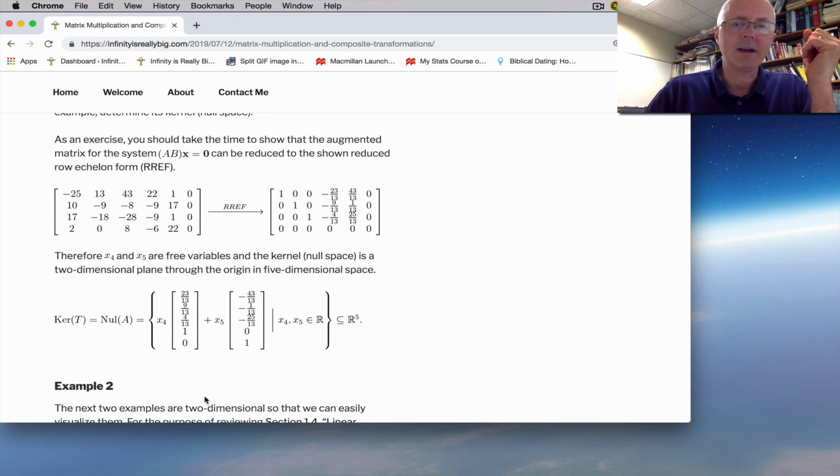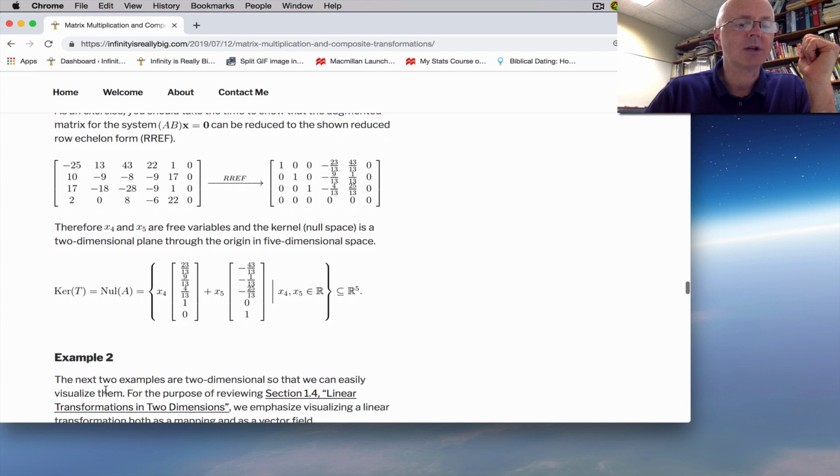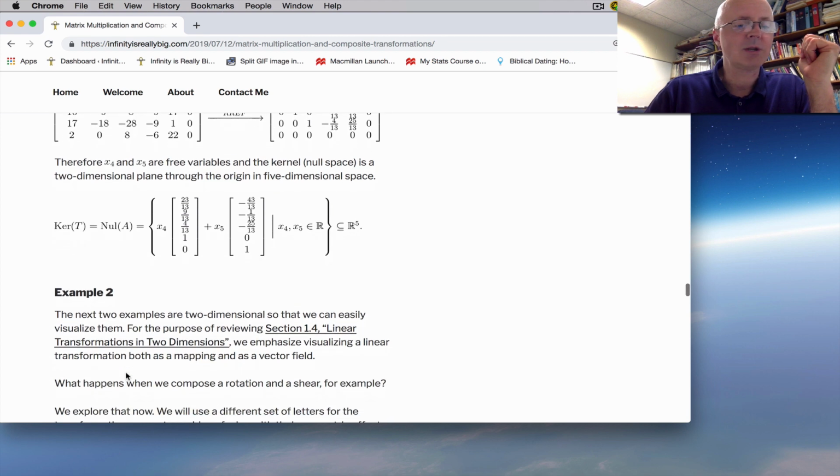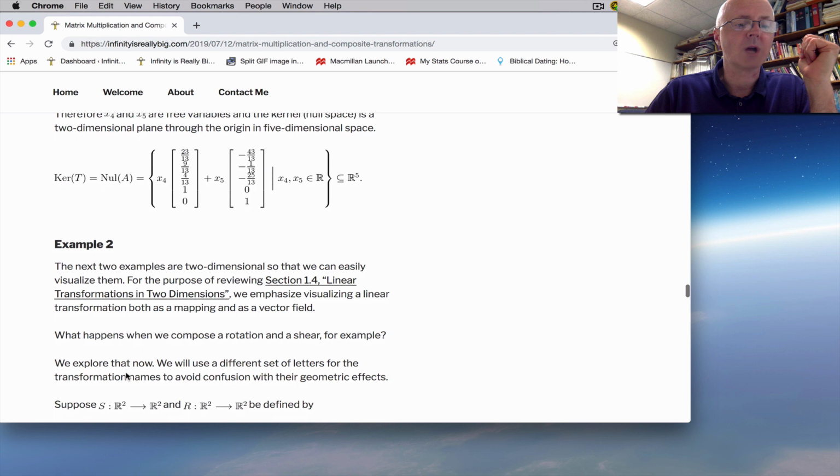And there's a typo here that I need to fix after I mix the video. This should be the kernel of S composed T, not T itself, which is the null space of A times B, not the null space of A itself. I need to make that change here, so you will see the change when you go to the blog.